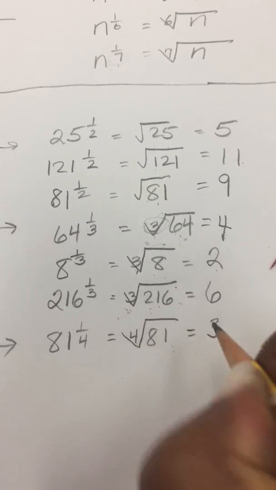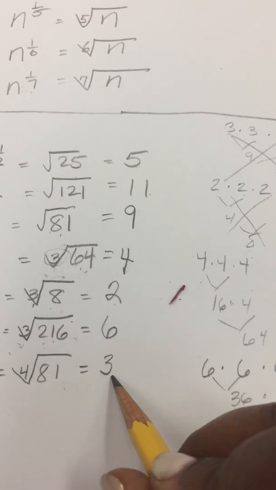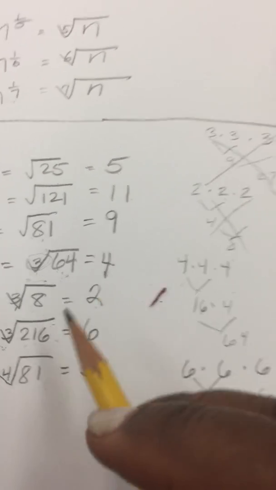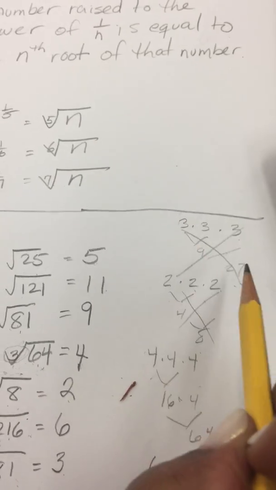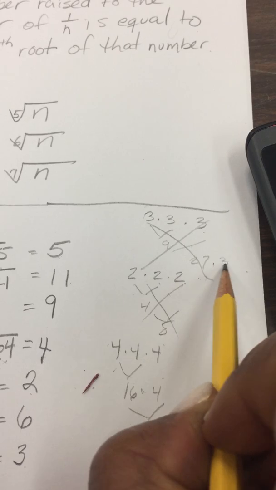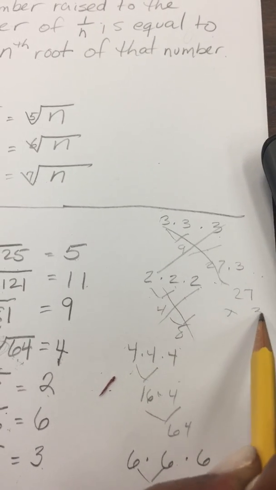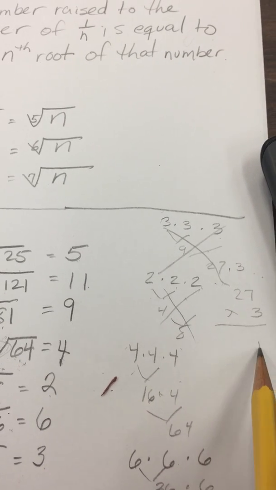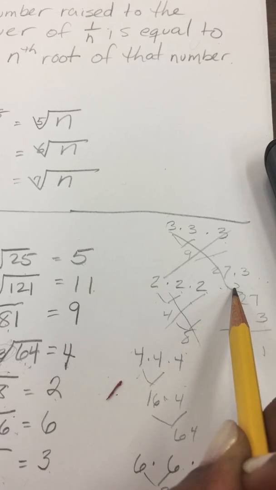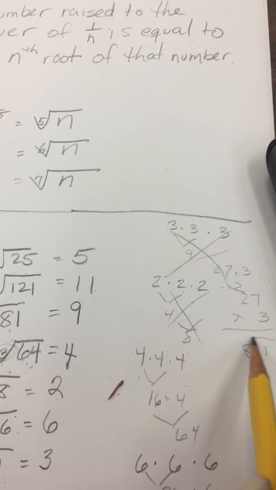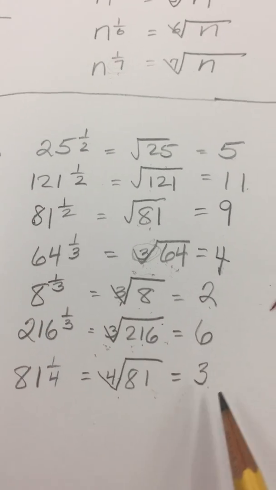So much easier. Otherwise, you would have had to go 3, multiply 3 how many times? 4 times. So up here, we multiplied 3 times, it got 27. So if we take 27 and multiply by 3, 7 times 3 is 21. Put my 2. 3 times 2 is 6, plus 2 is 8. 81. Same thing. So the fourth root of 81 is 3.